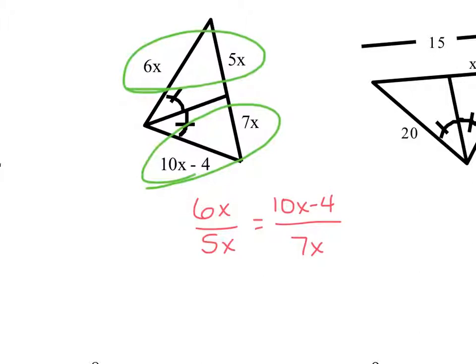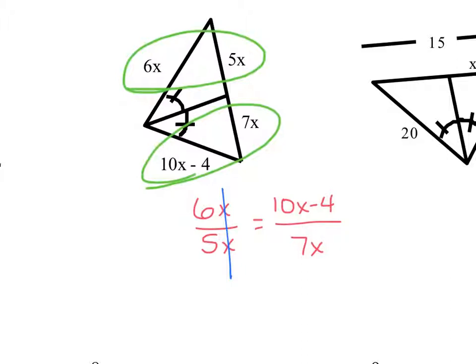Now to make things a little bit easier, we want to simplify this if we can. And so what we can do is we can take the two x's in the fraction on the left and we can cancel them out. However, you cannot cancel out the x with the 10 and the x with the 7 because we have this minus 4 here. So we're not allowed to cancel those out in the same way because it's not just an x divided by an x.